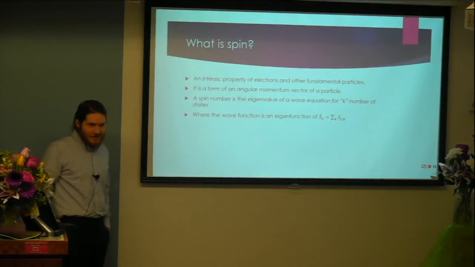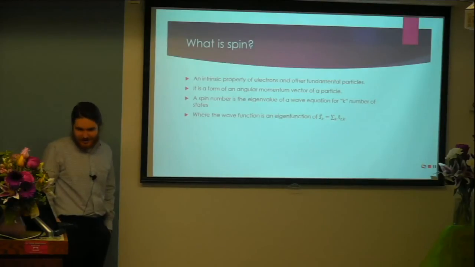And that is a very hard question. If it wasn't, I'd probably have a Nobel Prize. So it's an intrinsic property of electrons and other fundamental particles, which doesn't really tell us anything. More accurately, it's a form of angular momentum of a particle. Probably the analogy is a ball that's spinning, except it's not a ball and it's not spinning. So then what is it?